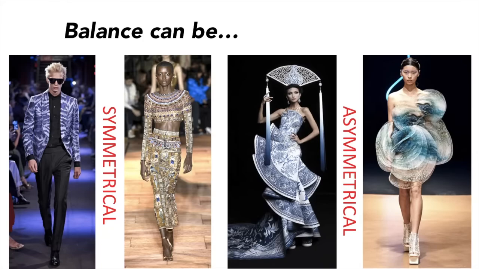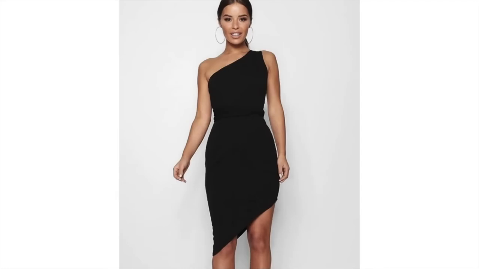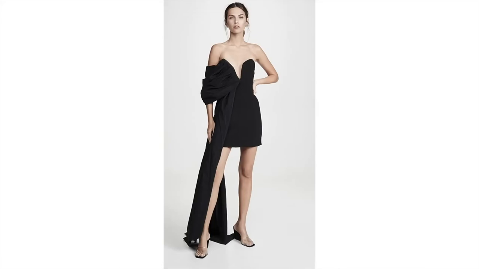Elements such as color, line, and texture can be placed differently but equally on both sides of a garment, giving both sides equal visual weight. This dress is asymmetrical, but it is still balanced. If I draw a line along the center, you can see that the two sides have equal visual weight.